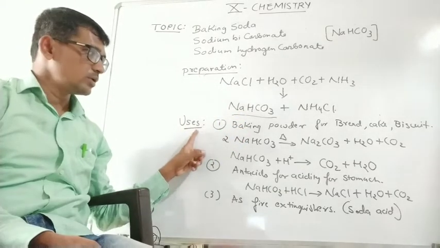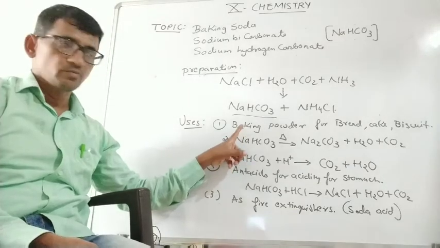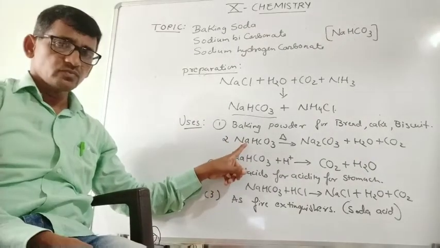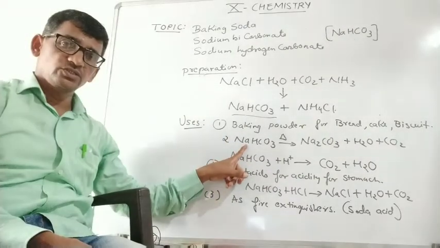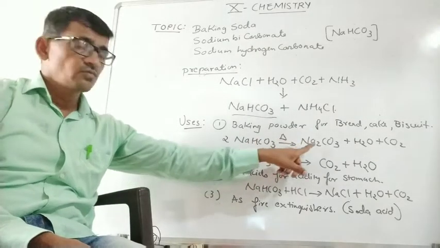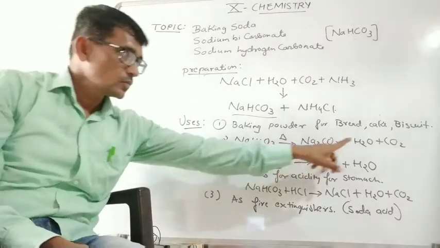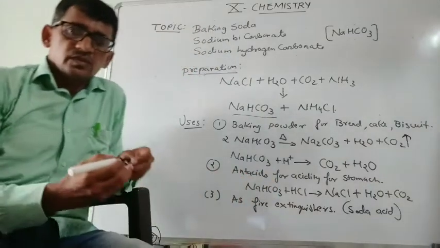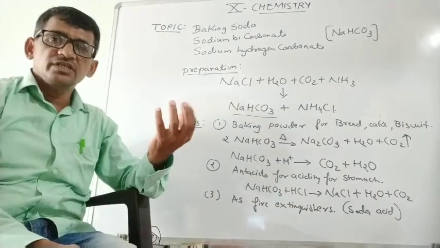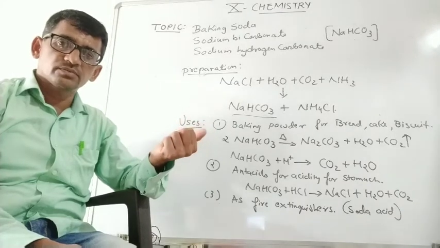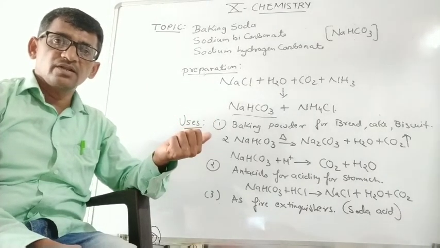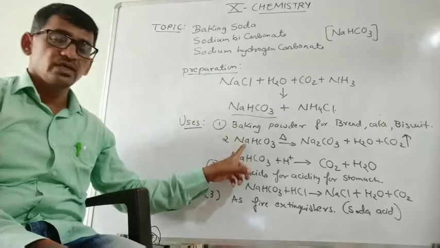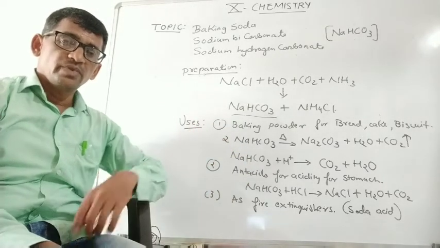Use of sodium bicarbonate: it is used for baking powder. Baking powder is used for preparing food like bread, cake or biscuit. In that, if the NaHCO3 is heated, it is converted into Na2CO3 and CO2 gas is evolved. This CO2 gas is responsible for the empty space in the food or biscuit, the air gaps, so the biscuit becomes light in weight. That is because of CO2. In dosa and idli also, this baking powder is used to make the food spongy.